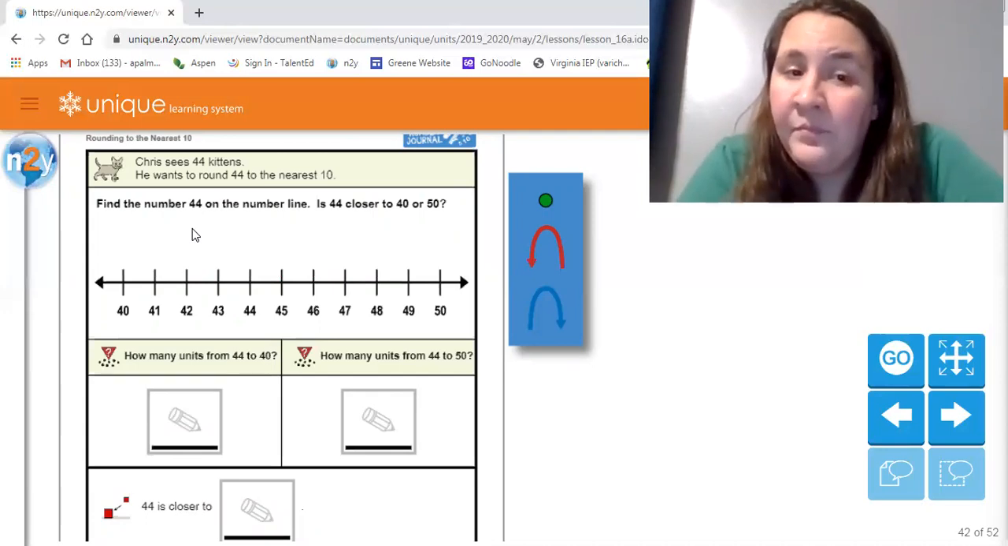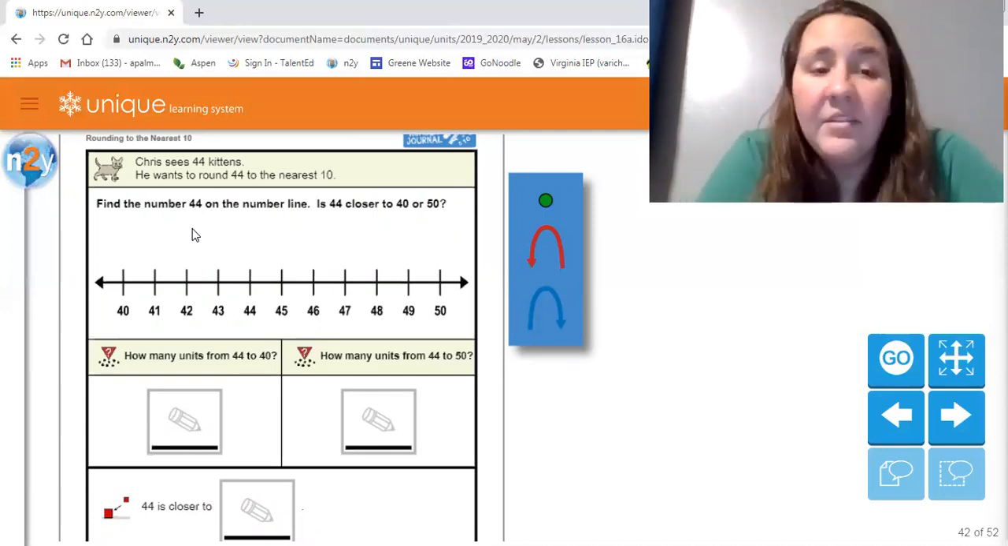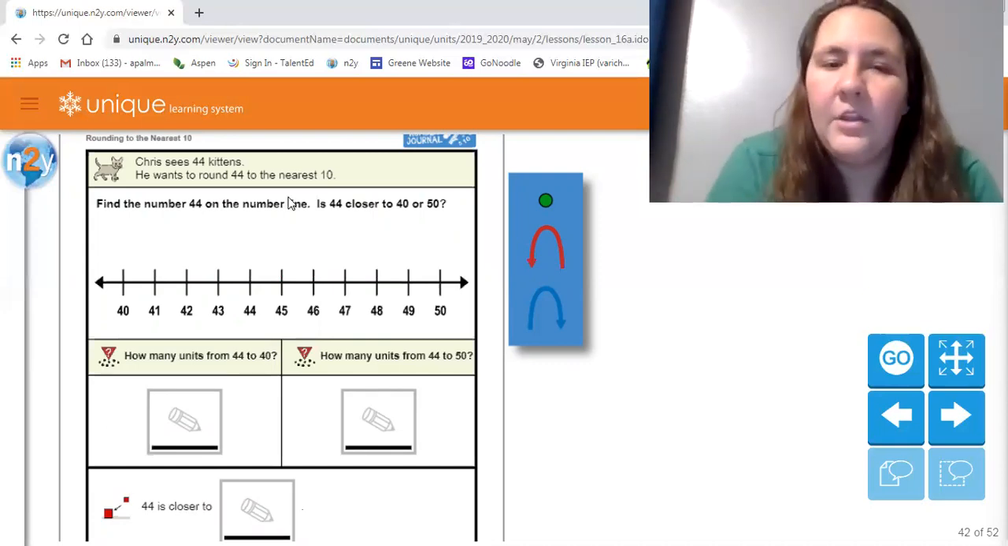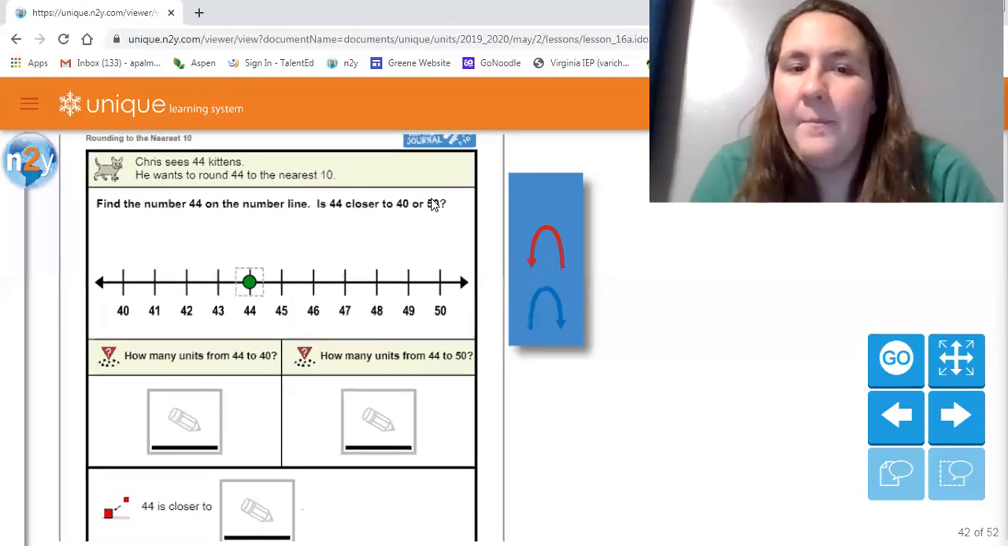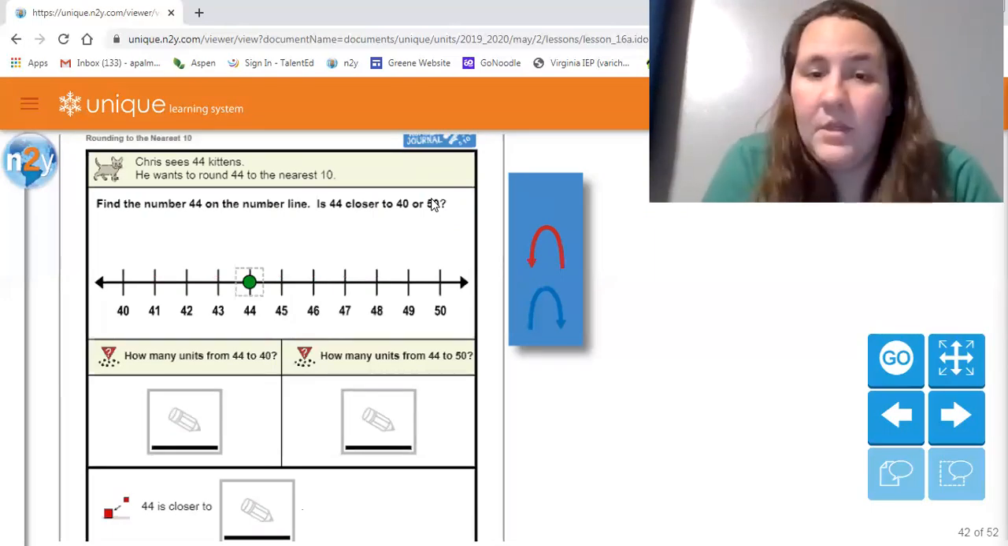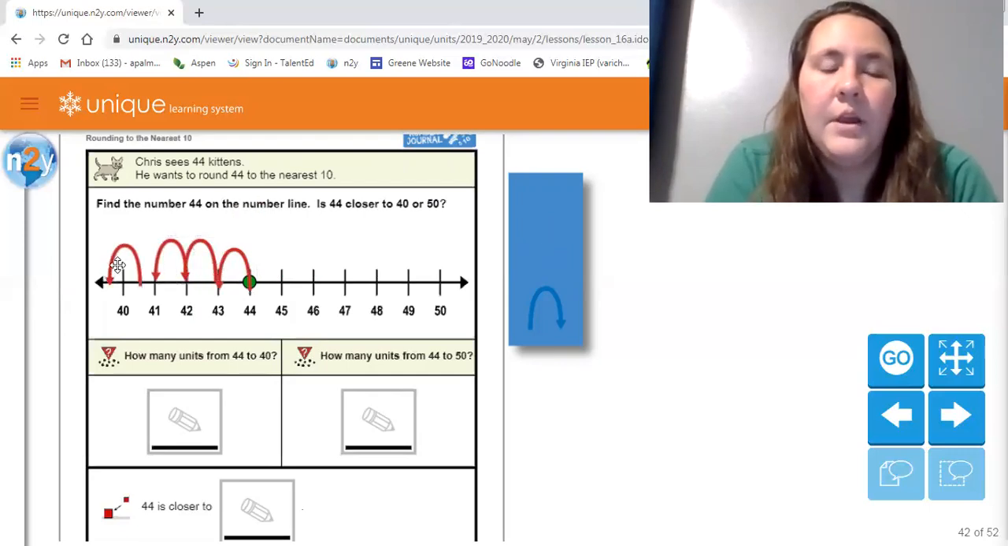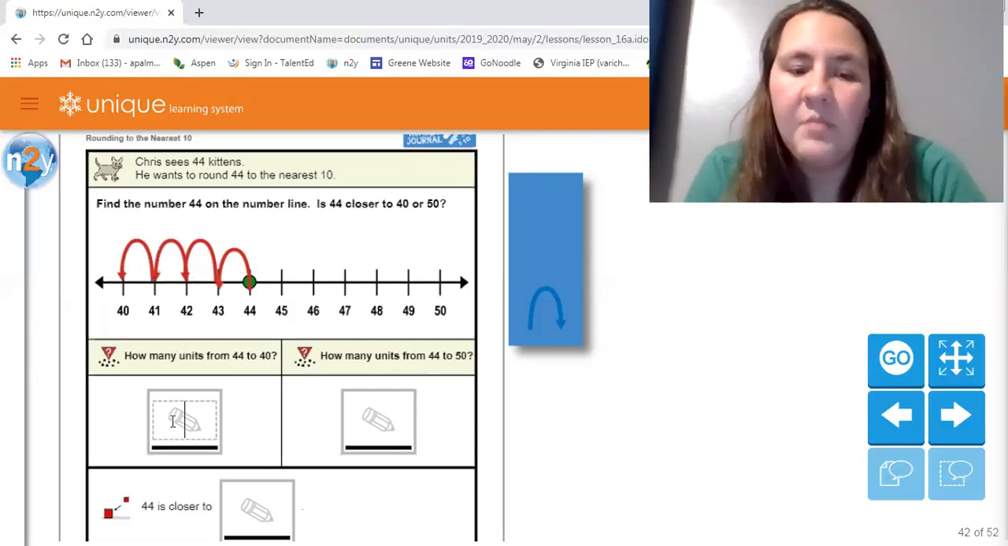So what's my first step? Awesome. I see lots of fingers already like, where's the 44 at? Looking at their number line and pointing to it for me. Great job. So my dot is on the number 44, and I'm going to do my backward arrows first. So let's count together. Ready? 1, 2, 3, and 4. With your finger, please touch the number 4 on your keyboard.